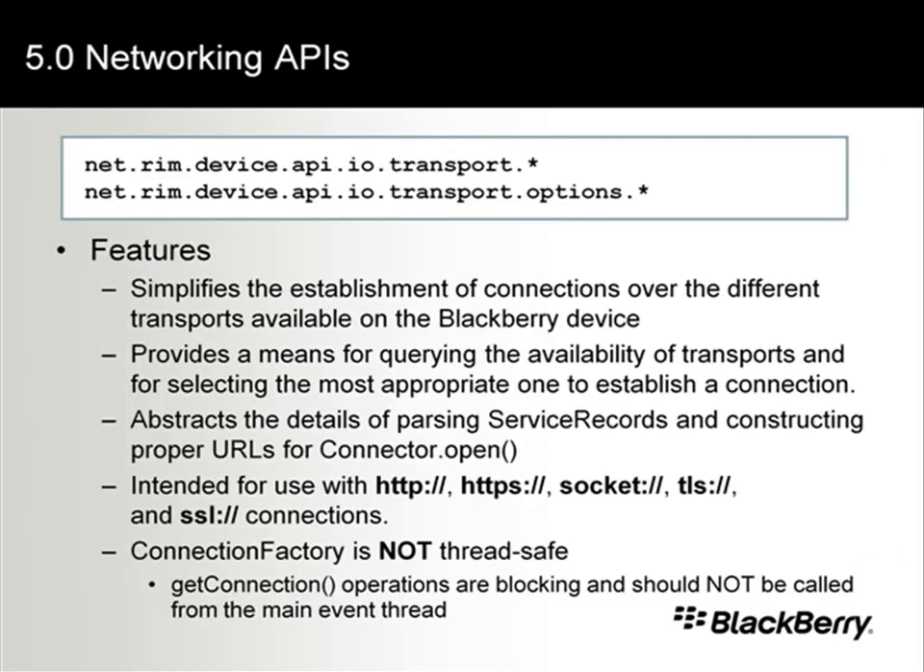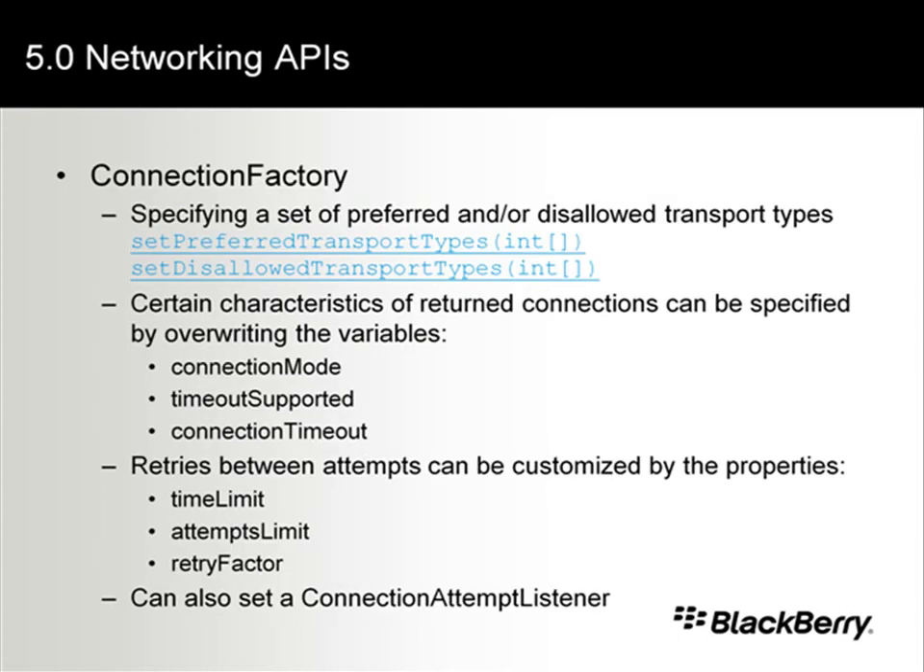The new networking APIs available in 5.0 were designed to simplify the establishment of connections over the different transports available on the BlackBerry device, by abstracting away the details of parsing service records and appending the correct parameters to the Connector.open URL. It can be used with HTTP, HTTPS, socket, TLS, and SSL connections. But please note that Connection Factory is not thread safe, and the call to get connection is blocking and should not be called from the main event thread.